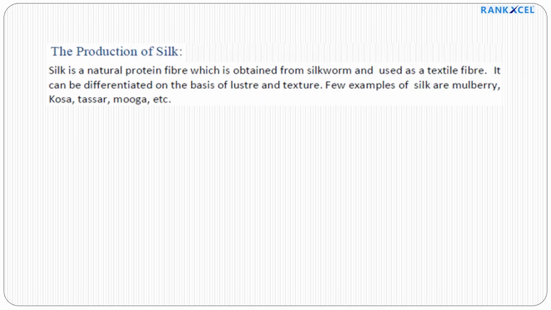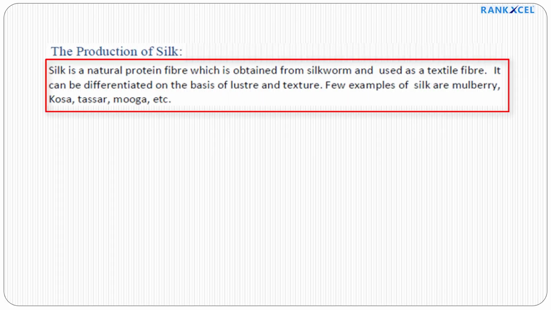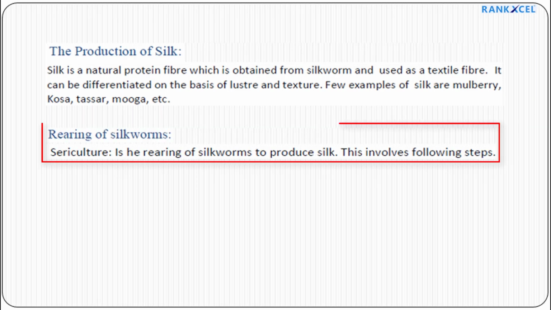The production of silk. Silk is a natural protein fiber which is obtained from silkworms and used as a textile fiber. It can be differentiated on the basis of luster and texture. A few examples of silk are mulberry, kosa, tussar, muga, etc. Rearing of silkworms. Sericulture is the rearing of silkworms to produce silk.